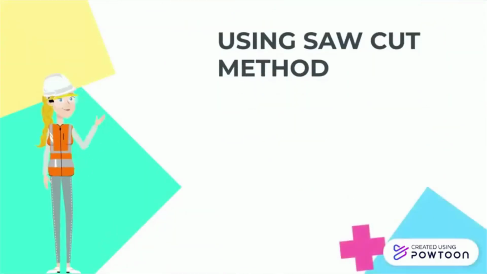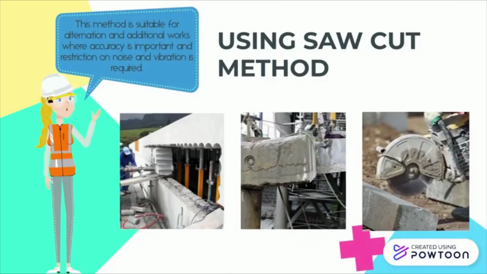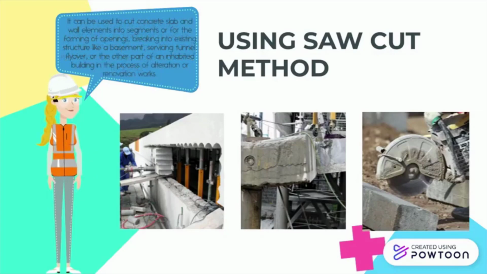Using saw cut method. This method is suitable for alteration and addition works. Accuracy is important and restriction on noise and vibration is required. It can be used to cut concrete slab and wall elements into segments or for the forming of openings, breaking into existing structure like a basement, servicing tunnel, flyover, or the other part of an inhabited building in the process of alteration or renovation works.